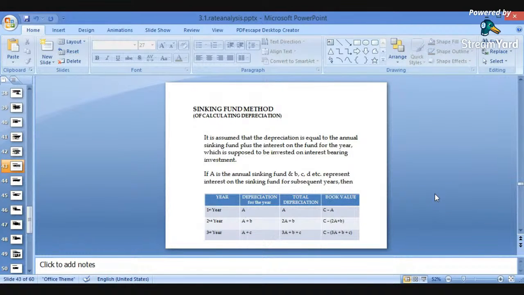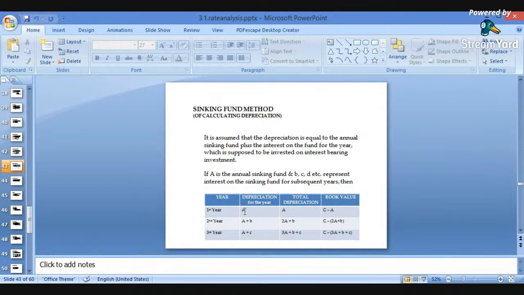Next is the sinking fund method. Here the sinking fund is again used for depreciation; the same method is used. There is an example for this. Depreciation for the first year is A, so the book value is C minus A, that is, the total cost minus depreciation.